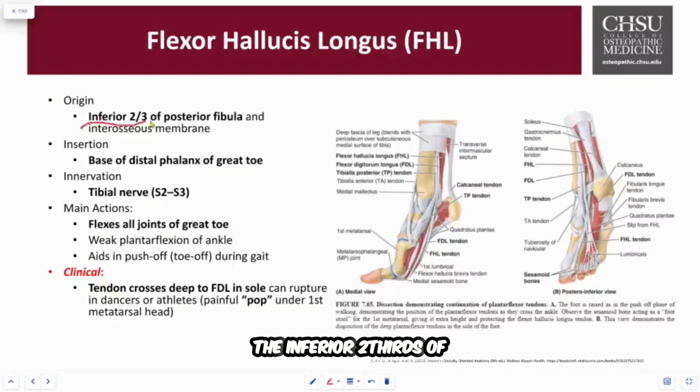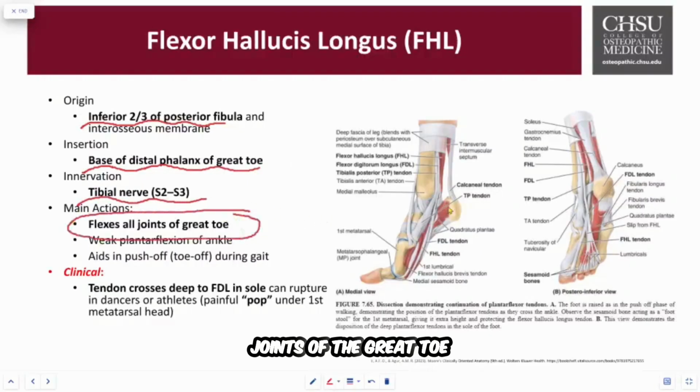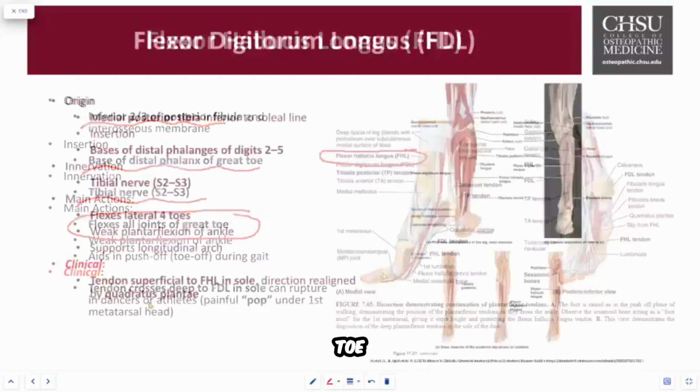So it originates from the inferior two-thirds of the posterior fibula, inserts at the base of the great toe, and its innervation is the tibial nerve, S2 to S3, and it flexes all joints of the great toe. Over here you can see a picture of the FHL, flexor hallucis longus, and how it rounds out and comes down to the great toe.